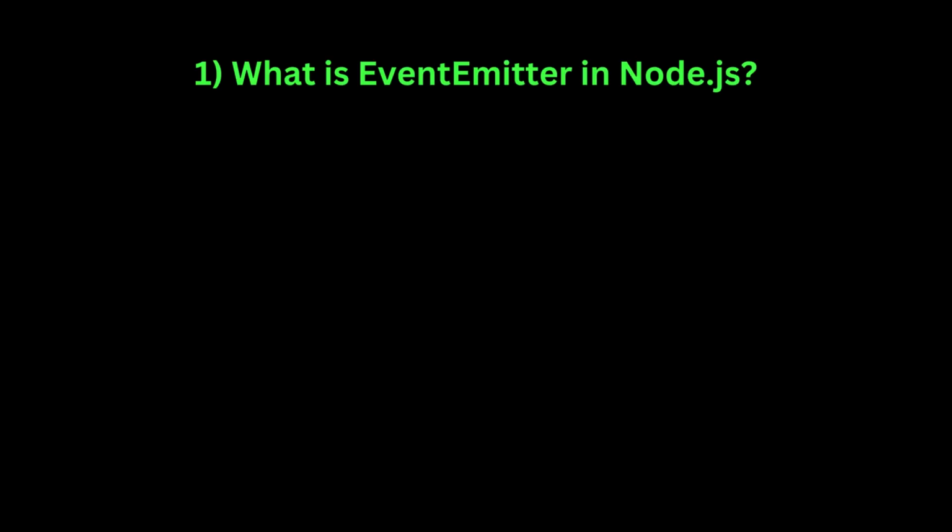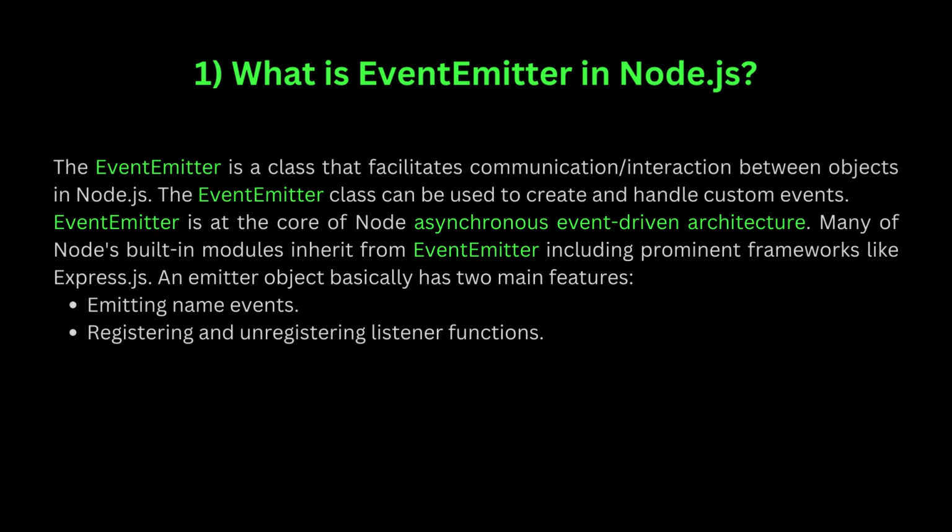Question 1. What is EventEmitter in Node.js? The EventEmitter is a class that facilitates communication and interaction between objects in Node.js. The EventEmitter class can be used to create and handle custom events. EventEmitter is at the core of Node's asynchronous event-driven architecture.